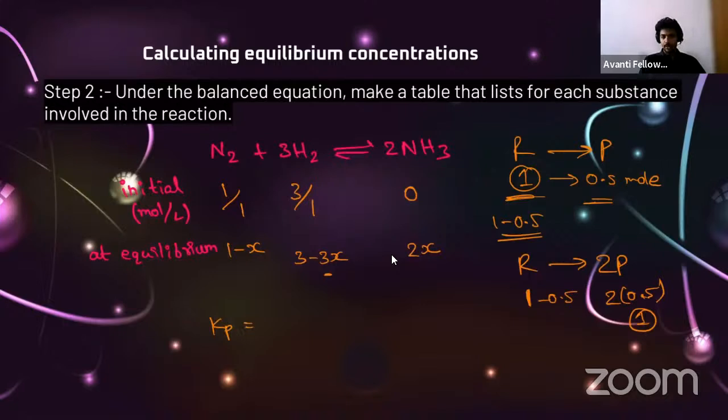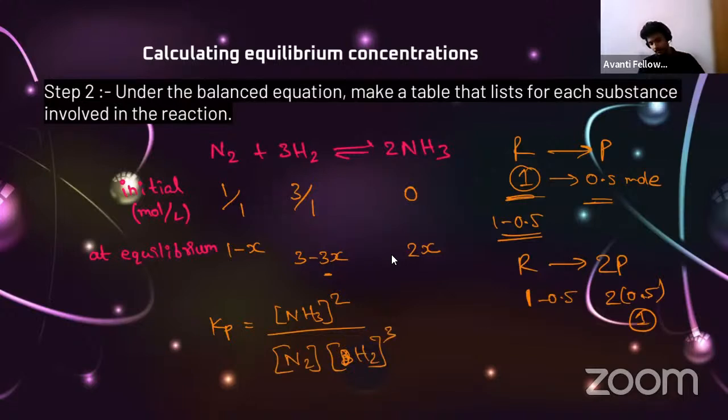Now, after writing this, you need to write the Kp value. Kp is equal to, as the concentration terms are the same here and the volume is also the same, you can directly multiply with the Kp value. Nothing but concentration of NH3 power 2, the products, right? Then divide by the reactants' concentration, that is concentration of N2 into concentration of H2 whole power 3. Simple. This is what the reaction is. Now substitute the values here.